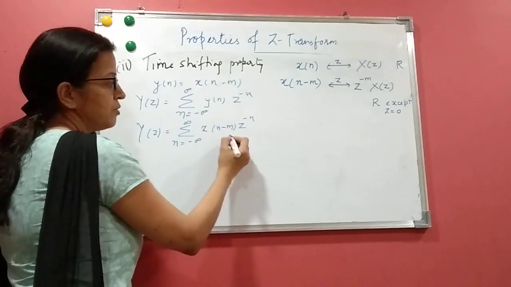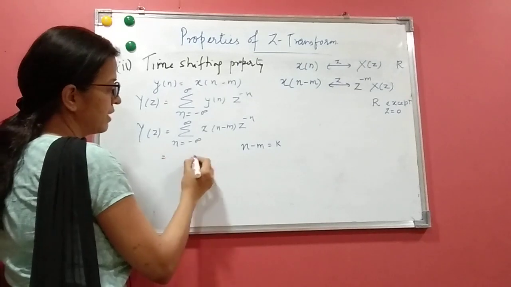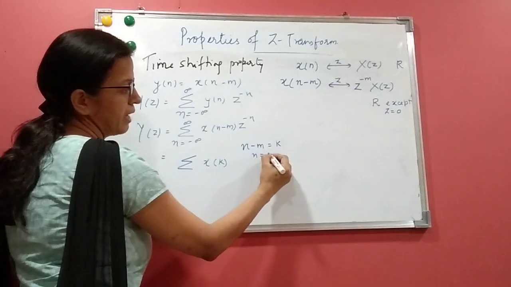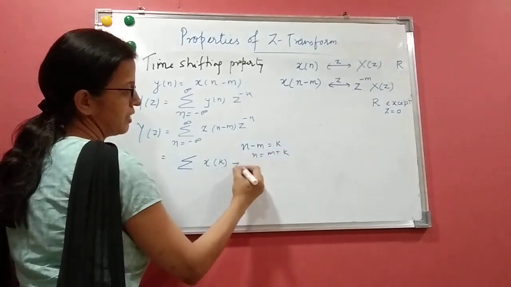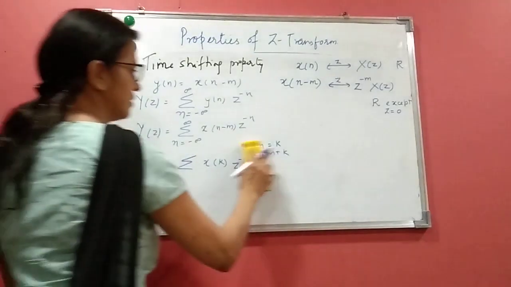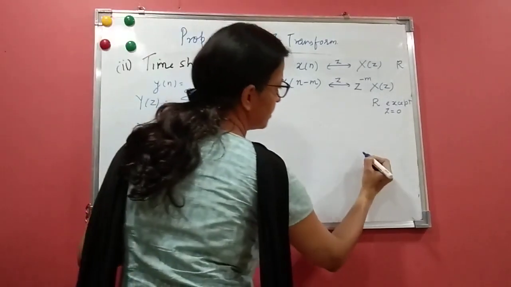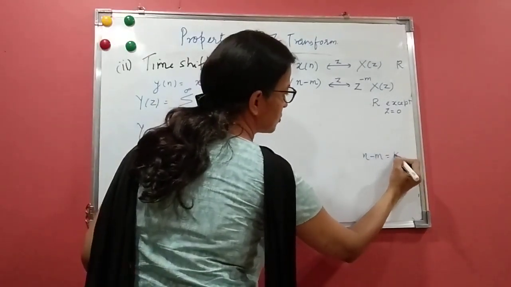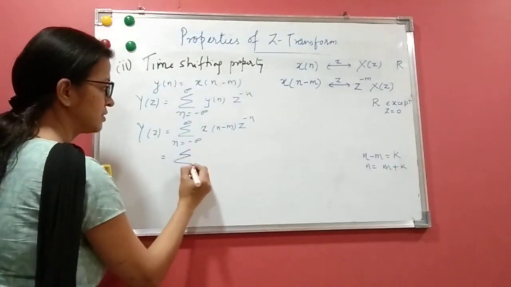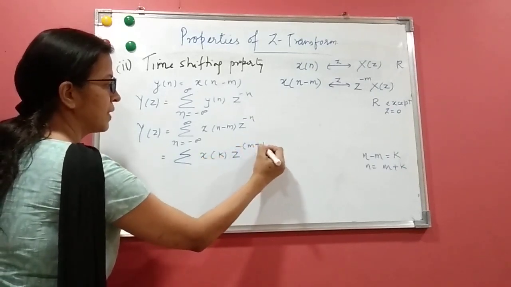Now we have to find the transform of this. Let us take n minus m equals k. This becomes x of k, and n will be m plus k. So z raised to minus (m plus k). I'm taking n minus m equals k, so n will be m plus k, and I put the value here: summation x of k z raised to minus (m plus k).